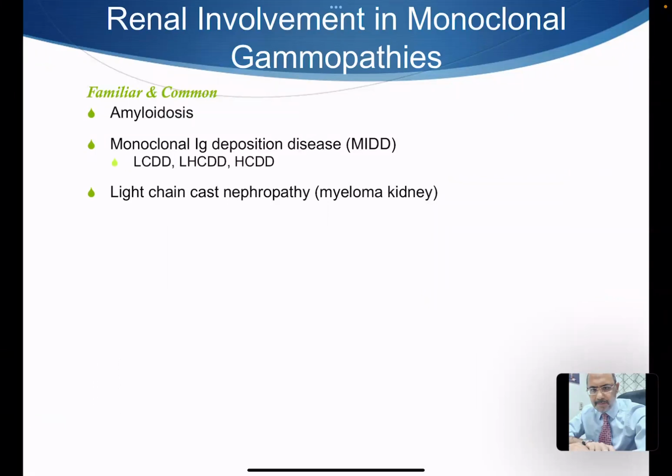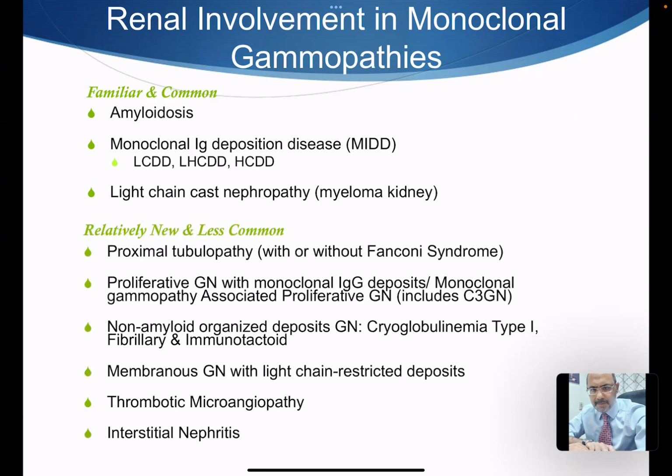The renal involvement in the monoclonal gammopathies is divided into a familiar and common type, which is the amyloidosis, and the monoclonal immune deposit disease or disorder, which is the light chain or the light and heavy chain or the heavy chain deposition disease, as well as the light chain cast nephropathy, which is the classical nomenclature for the myeloma kidney. So these are the familiar and common types, but there are much more than this.